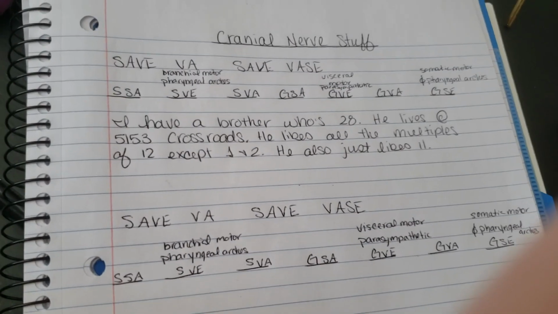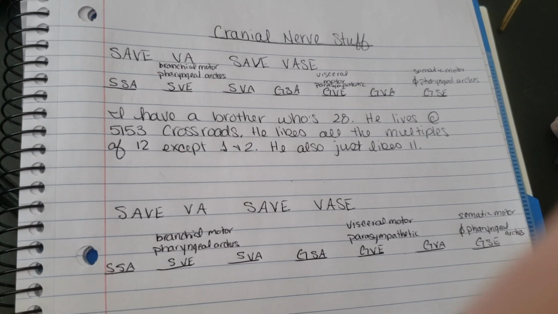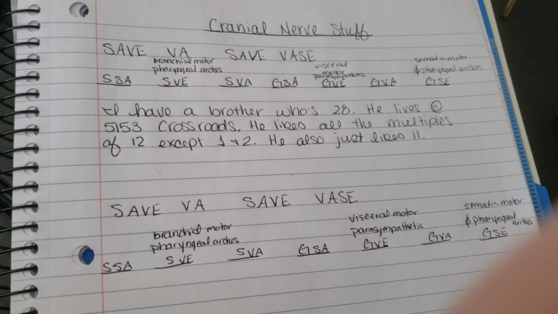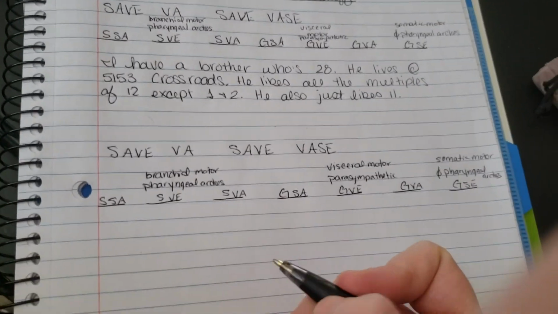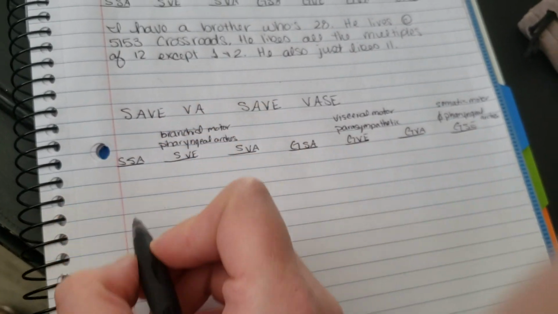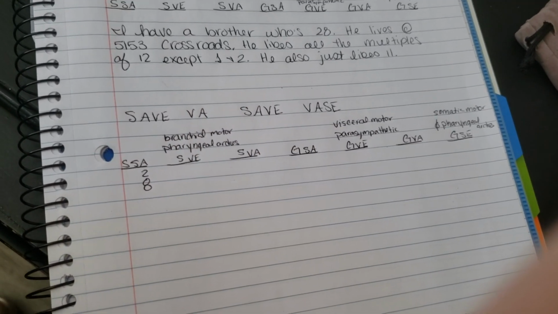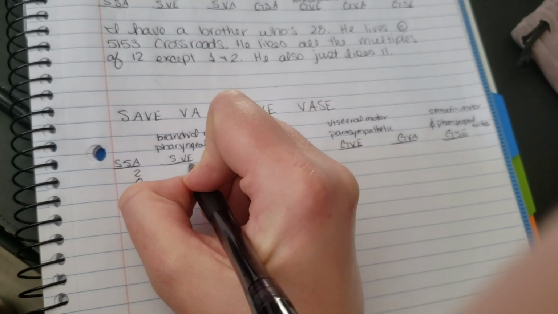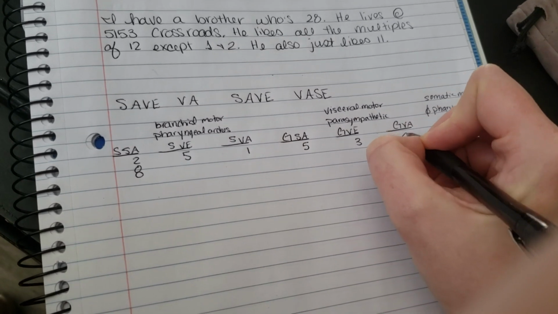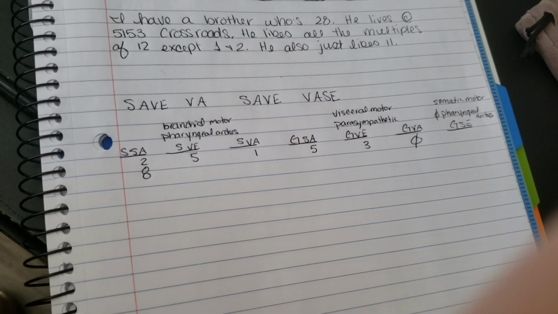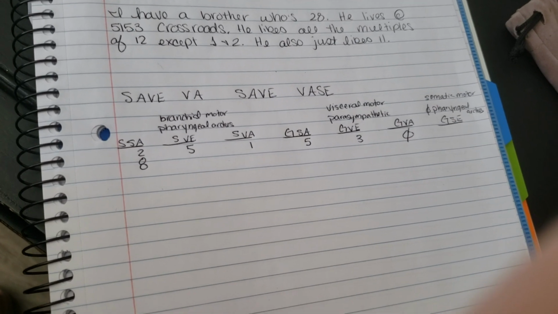All right, and then the next thing you would do is there's a little story that goes with this. I have a brother who's 28. He lives at 5153 Crossroads. He likes all the multiples of 12 except 1 and 2. He also just likes 11. That would look like: I have a brother who's 28, 2 and 8 right there. He lives at 5153 Crossroads. He likes all the multiples of 12 except 1 and 2.